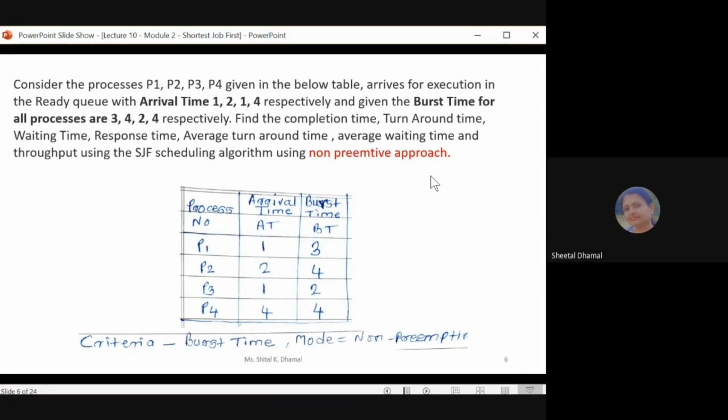Which criteria are we using here? In the first come first serve algorithm, we compared the arrival time of all the processes present in the ready queue, and here we are comparing the burst time of all the processes, that is, the total execution time of each process. And which mode are we using here? That is non-preemptive mode. So this is very important. In the first come first serve algorithm, the criteria is arrival time, and the mode used was non-preemptive.